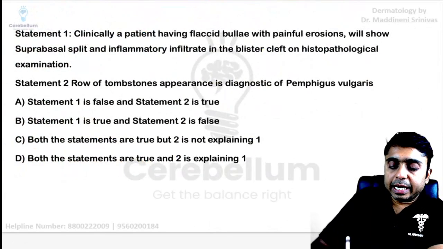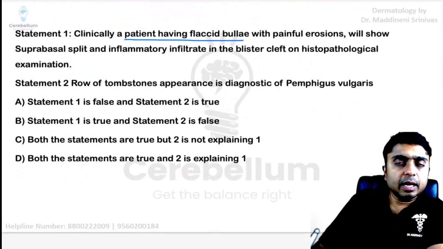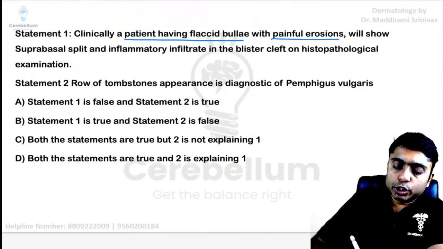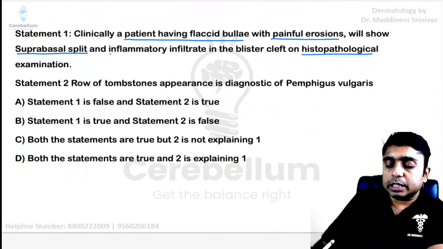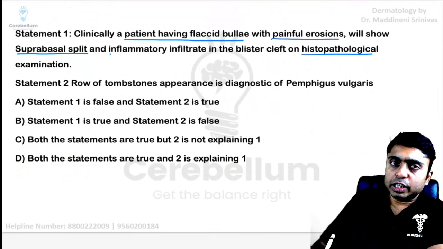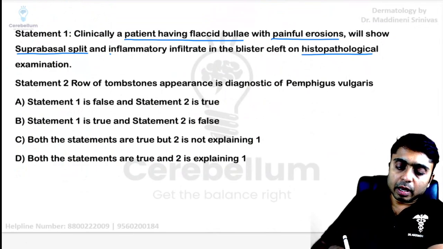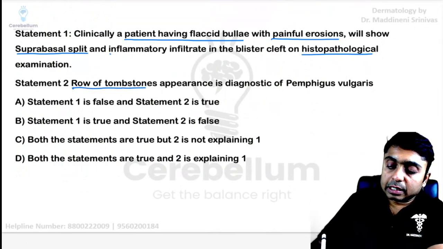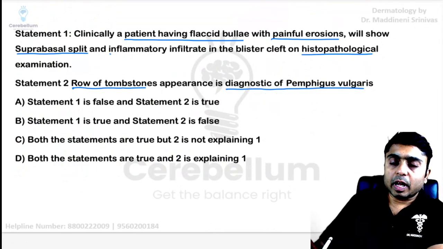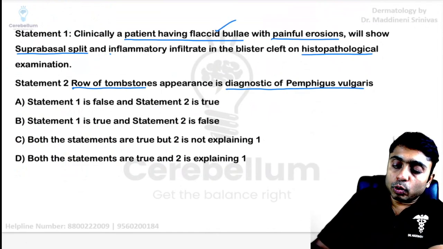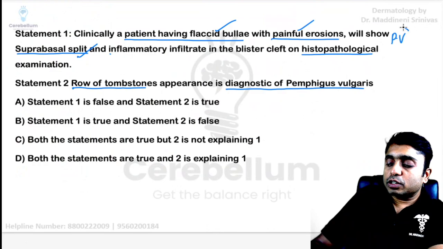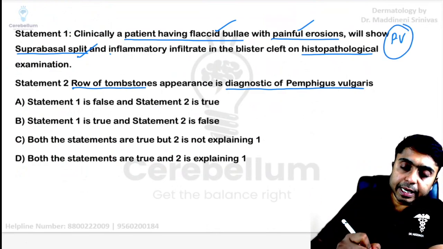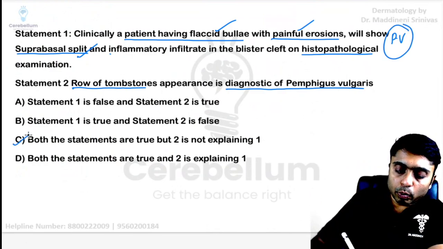This is the next MCQ. A patient having flaccid bullae and painful erosions will clinically show a suprabasal split and inflammatory infiltrate in the blister cleft on histopathological examination. So you are given some clinical features and a histopathological examination finding. Statement 2 says row of tombstone appearance is diagnostic of pemphigus vulgaris. So if you observe carefully, statement 1 and statement 2 both are talking about pemphigus vulgaris. Why? Because flaccid bullae, painful erosions and a suprabasal split are all seen in patients of pemphigus vulgaris. But please remember, statement 2 is not explaining statement 1. I will tell you the reason.